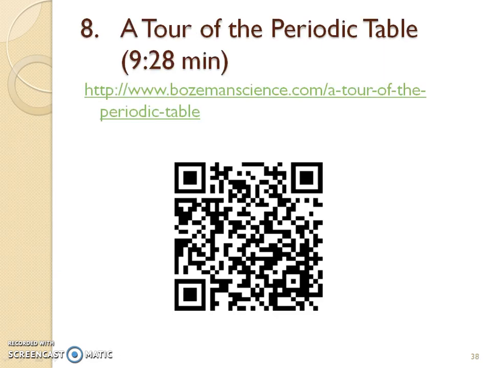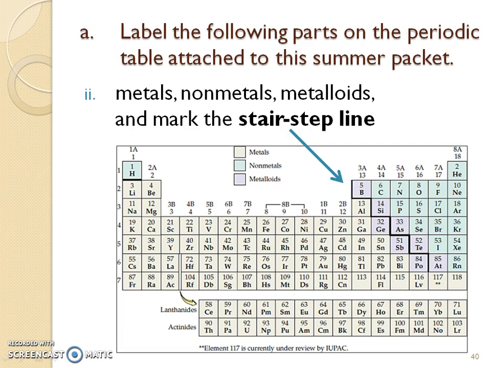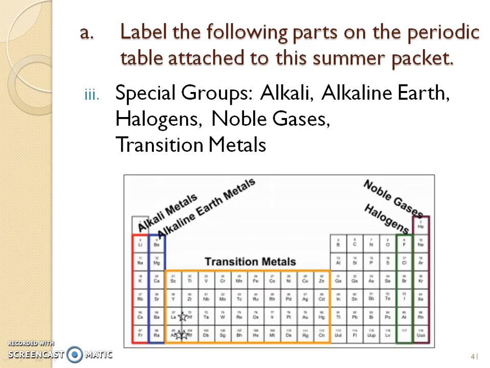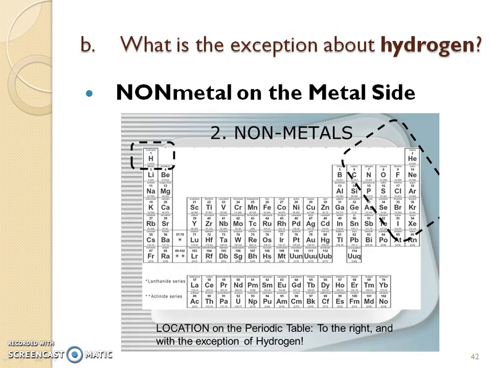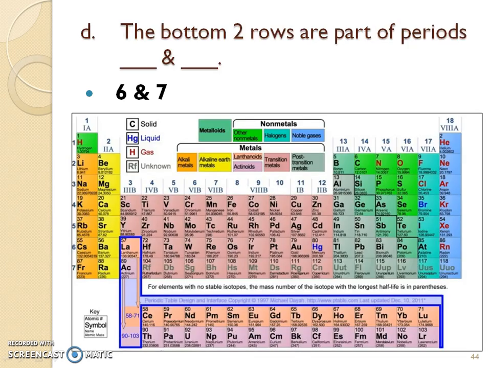A tour of the periodic table. So there are 18 groups and 7 periods, and we want to remember that these last 2 rows down here are part of periods 6 and 7, which I believe is a question coming up. There it is. The bottom 2 rows are also parts of periods 6 and 7.